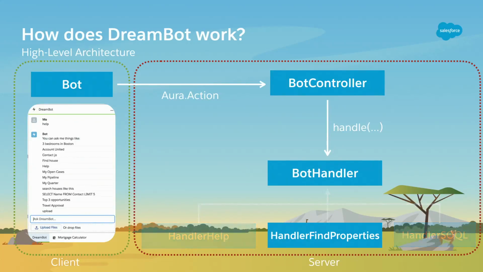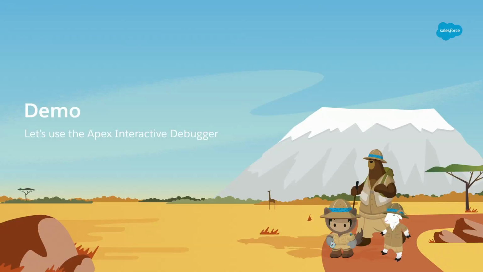So as for our use case, we know there was a bug with FindHouse. FindHouse is actually handled by the handler find properties class. So this delegates over there. All right, so these are the three main classes that we have to keep at the back of our head throughout this presentation: the bot controller, the bot handler, and the handler find properties. All right, so now with that out of the way, let me switch over to show you how we can use the Apex Interactive Debugger.